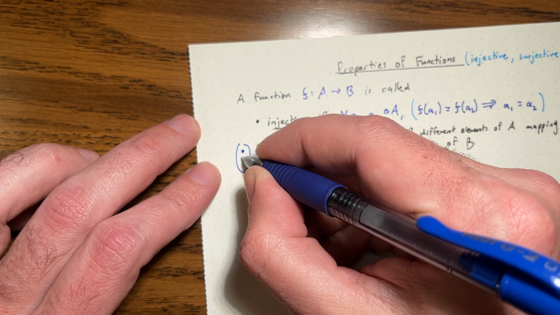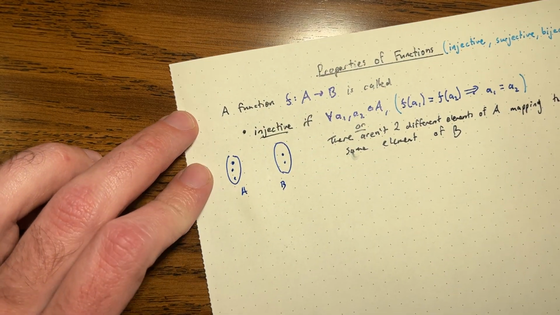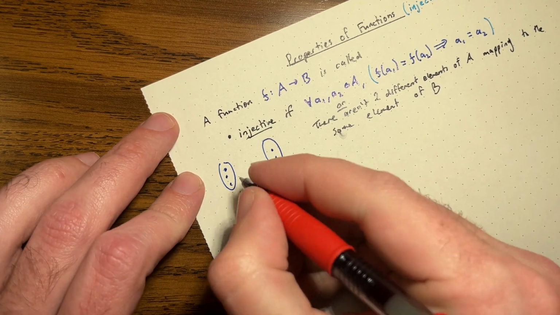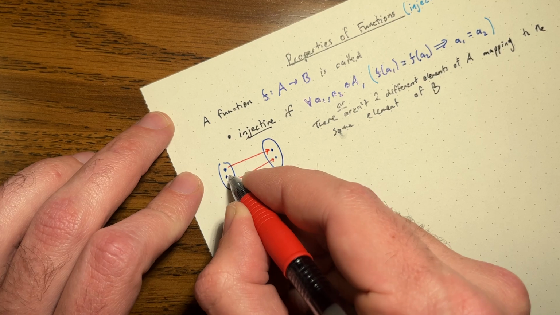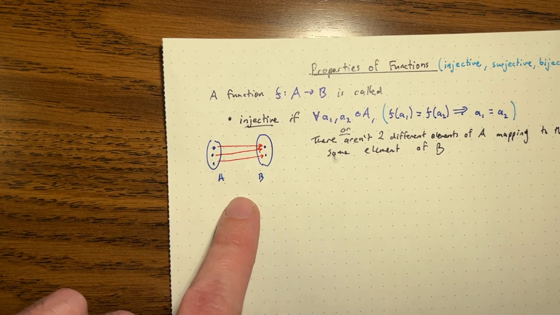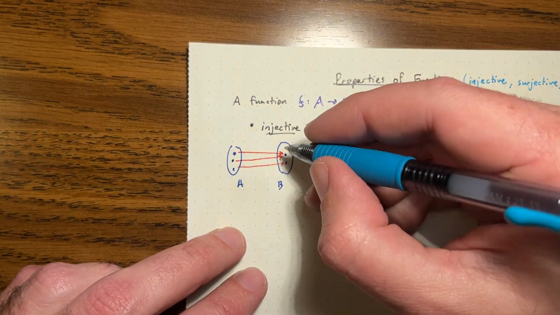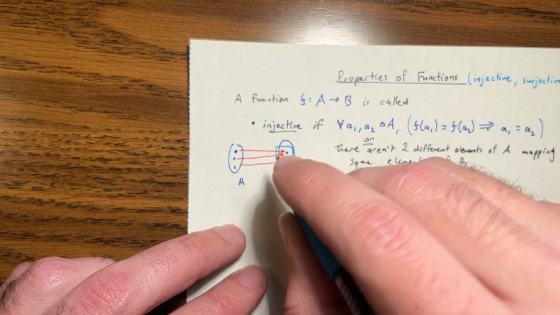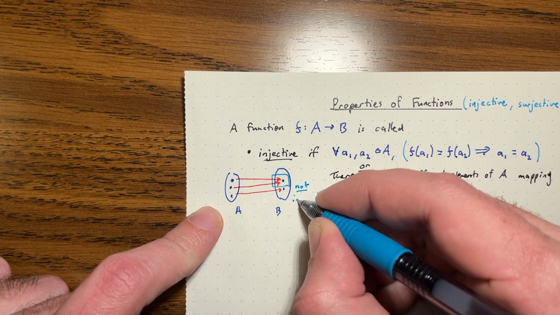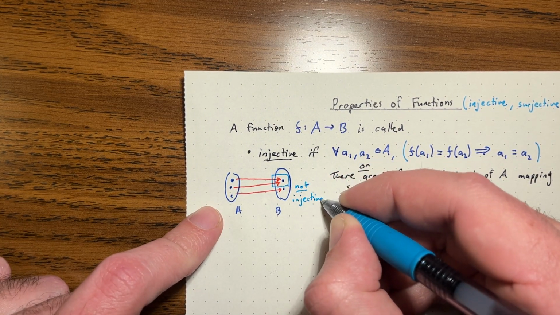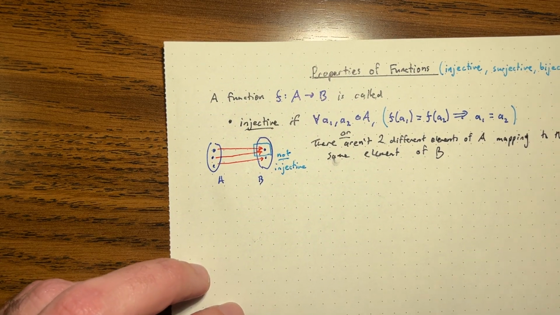Let's say I have some elements over here and some elements over here. This could be A and this could be B. Here's what I want to avoid. Maybe this one goes there, maybe this one goes there, and then maybe this one goes there also. This is a perfectly good function, because I have exactly one arrow coming out of everything in A. However, if I look at this part here, I have two different elements mapping to the same thing. So this is not an injective function. An injective function is a special kind of function. It needs to satisfy this property.